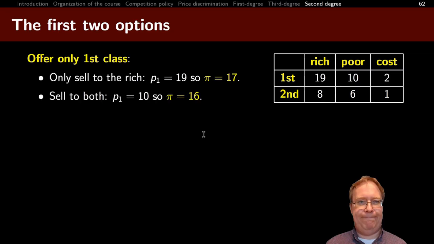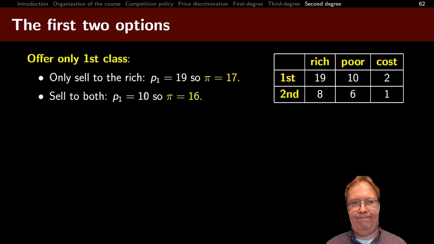That's my table. So, okay, if I offer only first class, I can make sure that the rich are willing to travel that way. That would involve charging a price of 19. My profits would be 17. But I can also set a price equal to 10. In that case, also the poor would be willing to travel.